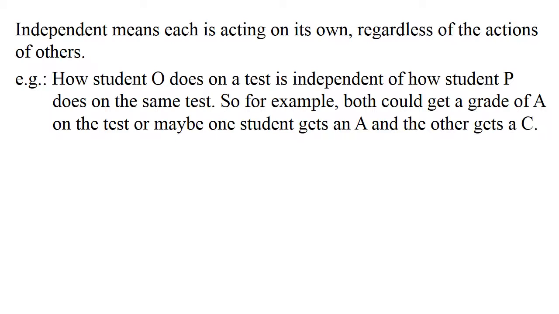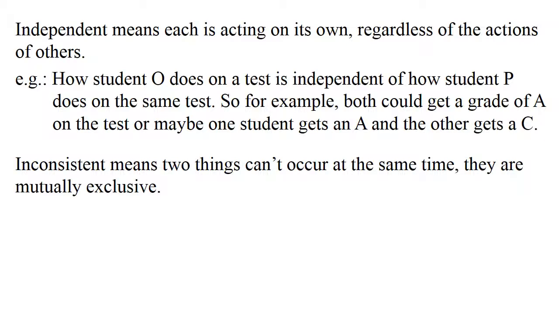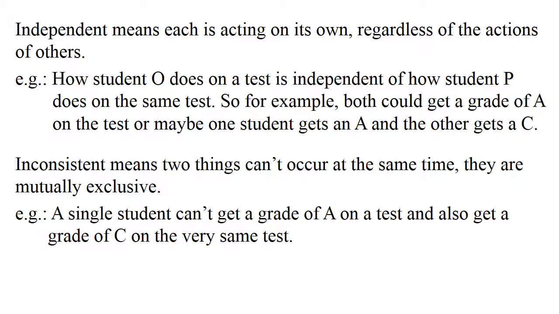Compare that to inconsistent. Inconsistent is when two things can't happen at the same time. It's impossible for them to happen at the same time. You sometimes hear this called mutually exclusive. So, for example, a single student can't get an A on the test and also get a grade of C on that same very test. The same student can't get those two different grades. We're not talking about retests or anything like that. I'm just saying the very first time they took that test, they either got an A or maybe they got a C, but they couldn't have gotten both. You can't get an AC. So that's the idea of inconsistent. You either are on one path or you're on a different path, and never do those two paths meet.